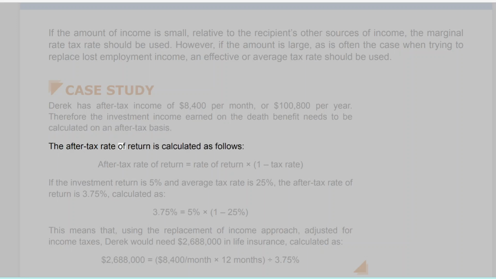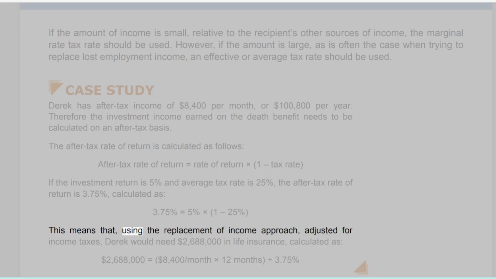The after-tax rate of return is calculated as follows. After-tax rate of return equals rate of return times (1 minus tax rate). If the investment return is 5% and the average tax rate is 25%, the after-tax rate of return is 3.75%, calculated as 3.75% equals 5% times (1 minus 25%).